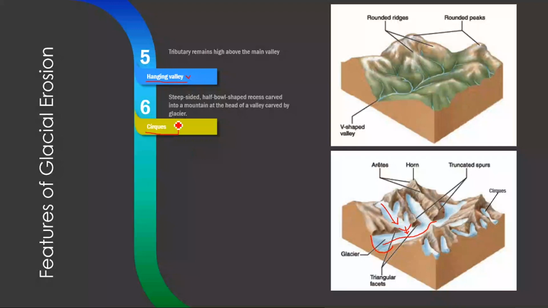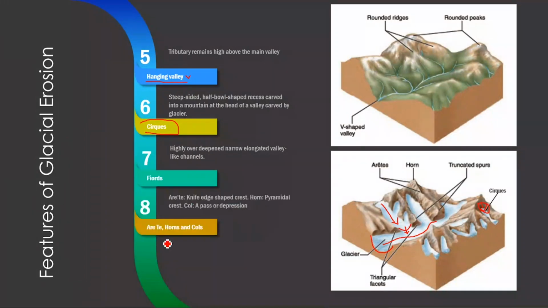Cirques are steep-sided, half-bowl shaped. This is because of the erosion activity of one part of the glacier which continuously erodes, and this erosion produces a bowl-shaped depression in the valley side. That we call a cirque. Fjords are highly overdeepened narrow valleys produced by a glacier, and there are a few more terms like arete, horns, and cols. So these are all different erosional features.